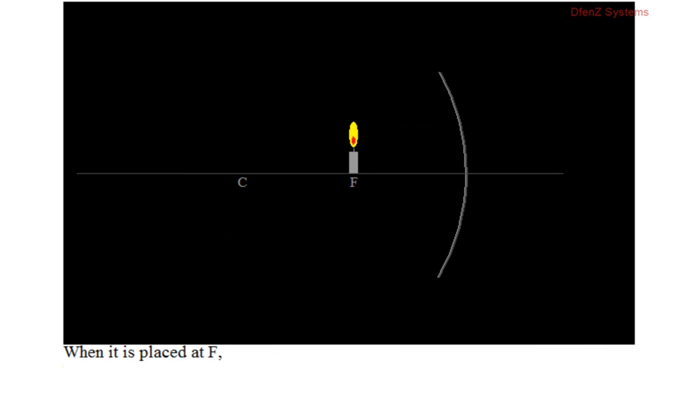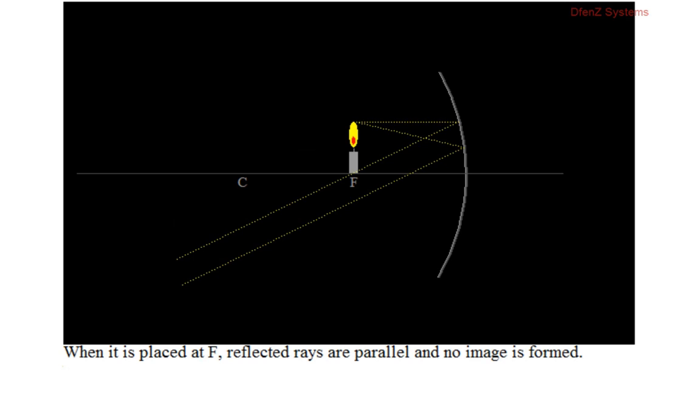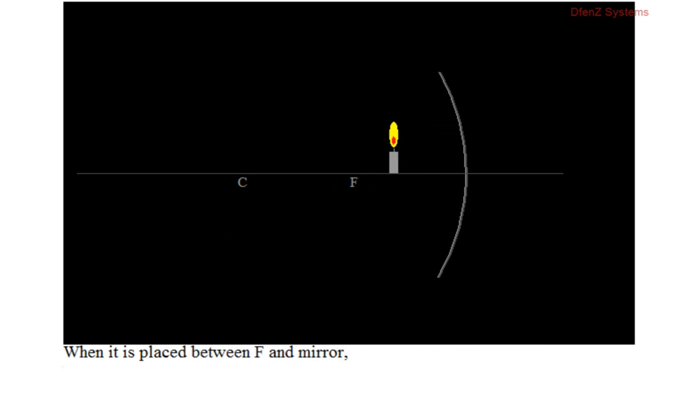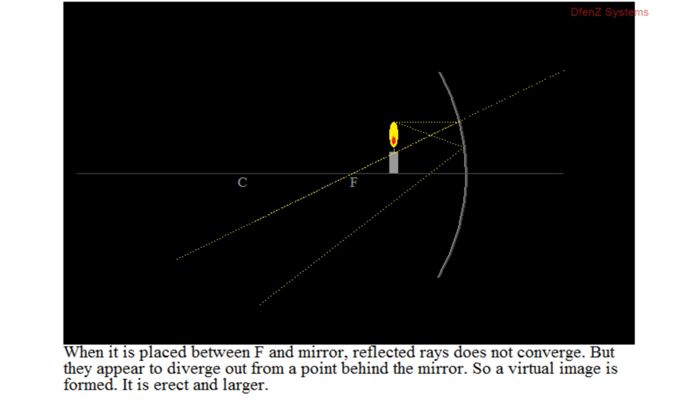When the object is placed at F, the reflected rays are parallel and hence no real image is formed. When the object is placed within F, a virtual, erect, and magnified image can be seen behind the mirror. We can see the virtual image through the mirror, but it can't be shown on a screen.